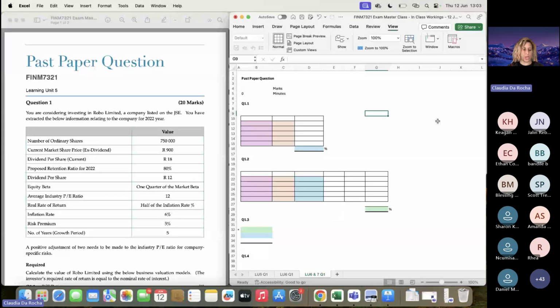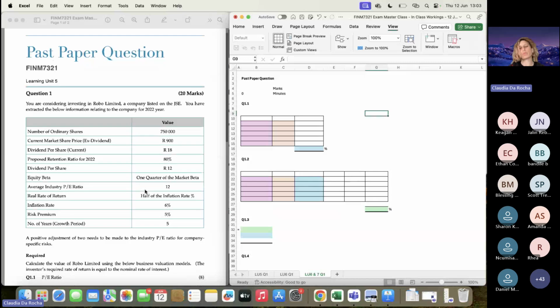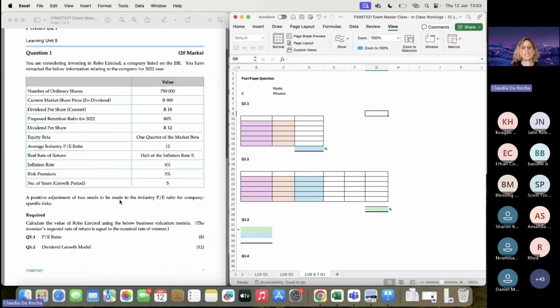Okay, so we're going to start with this question. This first question is a past paper question for Learning Unit 5. It tests both your PE ratio and your dividend growth model. So I will show you how those other formulas that I showed you, the earnings per share and the price earnings ratio, etc., how does that come into play when we're dealing with this?